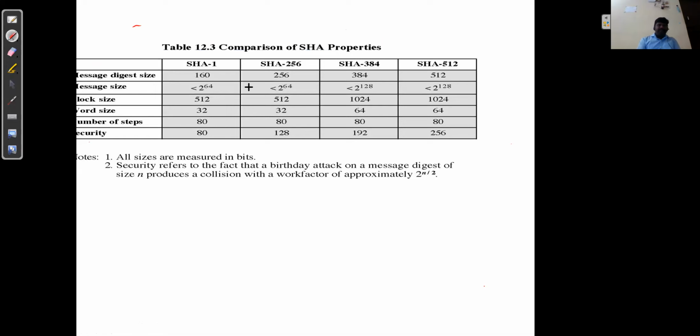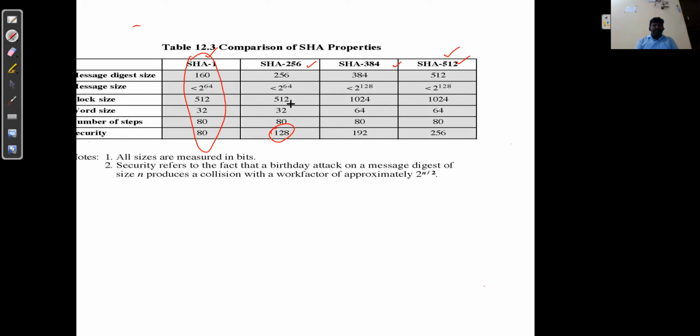Here again, these are the different versions of SHA. I explained the complete steps of SHA1. When you talk about SHA256, 384, and then 512, the mostly used SHA versions will be SHA1 or SHA512, right? So it depends upon the output, right? Here the register values are going to vary.